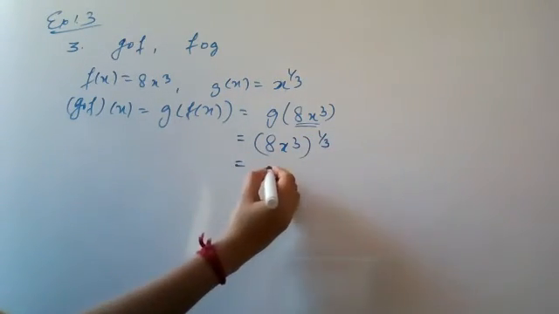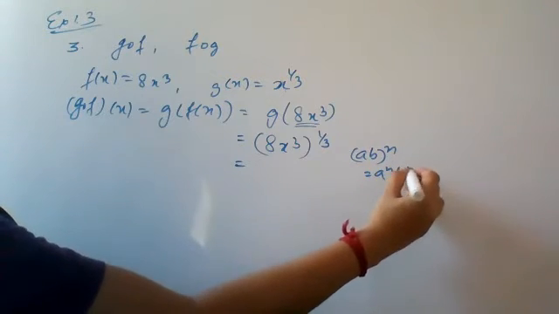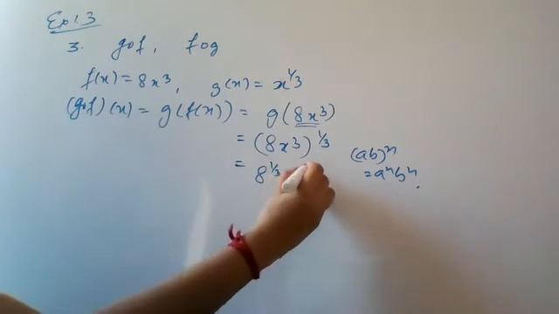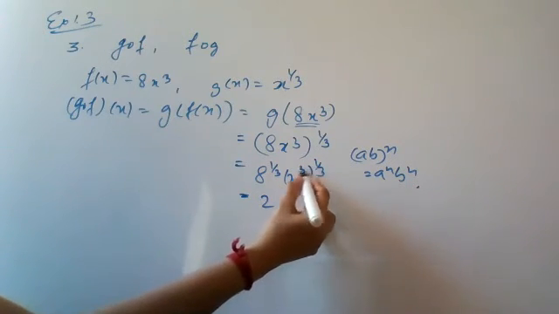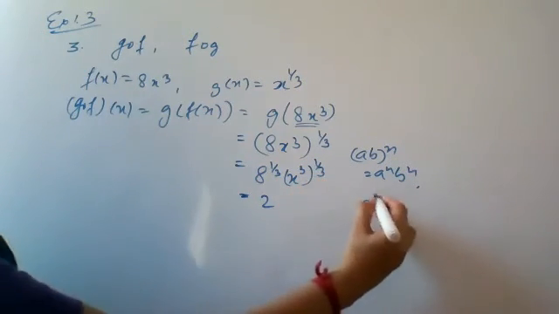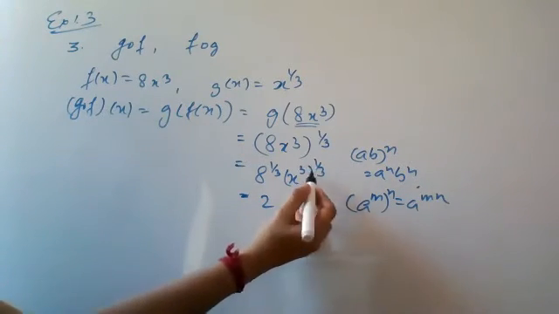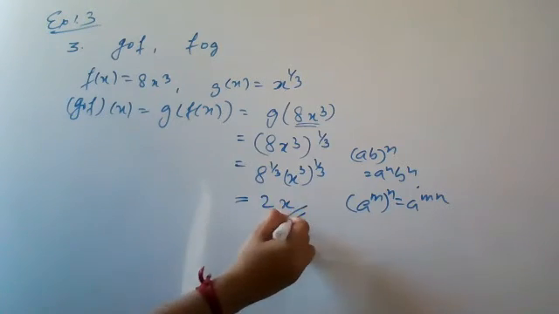That means what is this? (ab) the whole raised to n is a raised to n into b raised to n. So here you can apply it as 8 raised to 1 by 3 into x raised to 3, the whole raised to 1 by 3. This will give you 2. For the power, you multiply: (a raised to m) the whole raised to n is a raised to mn. So when you multiply, the 3 gets cancelled and you get x. So the answer is 2x.